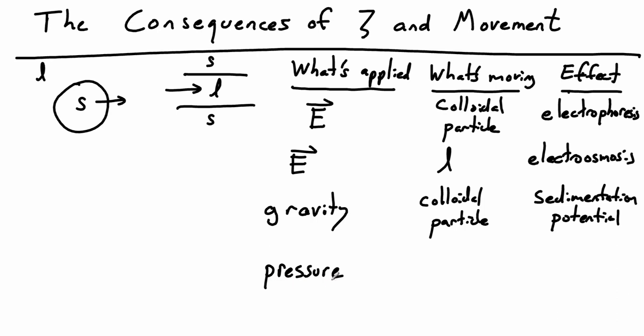We can imagine forcing liquid to go through a capillary with pressure. So what's moving is the liquid again. And we find that we can generate a potential called streaming potential.